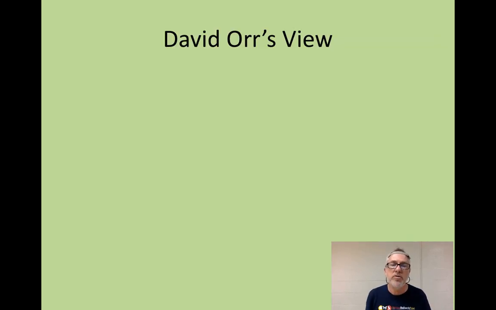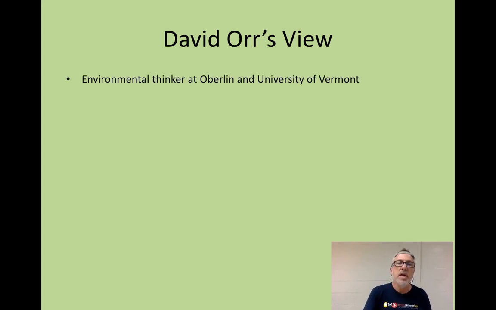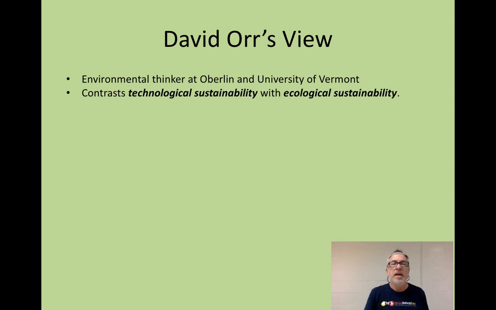I now want to introduce another environmentalist. His name is David Orr. He is an environmental thinker and a professor at Oberlin first, and he's now at the University of Vermont. He looked at environmental problems and said, hey, there's technological sustainability and there's also ecological sustainability. And they're different, and we really need to be clear about these differences and think more about them. So here's what they are.